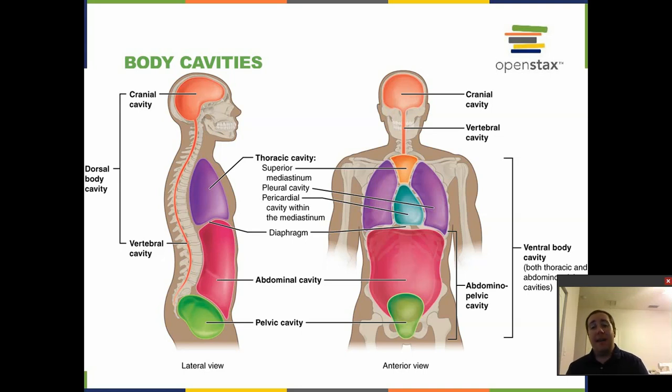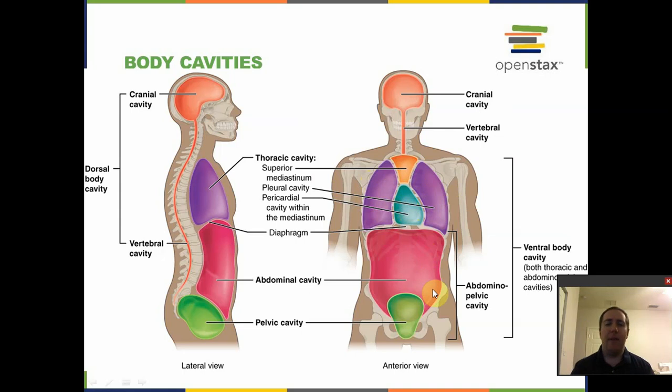The thoracic cavity has even more subparts. There is the superior mediastinum. Our lab just calls it the mediastinum. That is this little area between the lungs and above the heart. We have the pleural cavity, which is where the lungs are located. And then we have the pericardial cavity, which is where the heart is located.